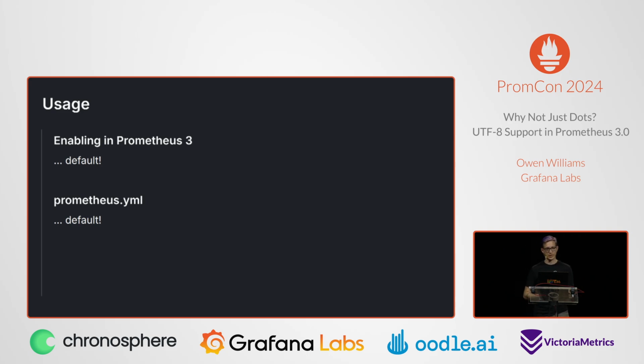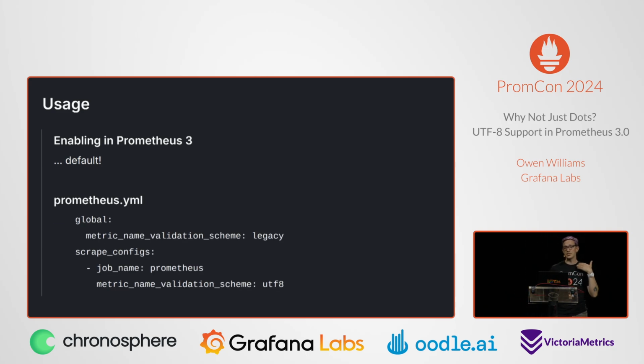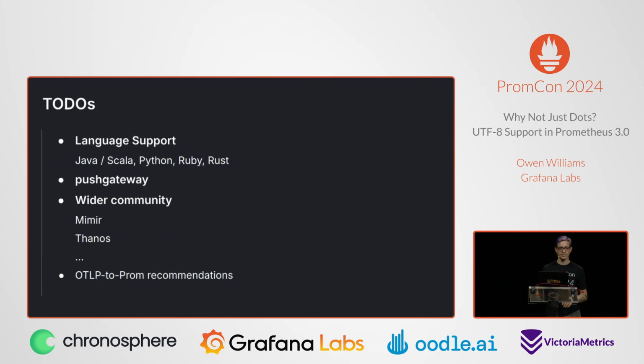Otherwise, it's fairly transparent. It is still possible to override the validation scheme either on a global or scrape config basis, and the scrape config value will override the global value. So if you generally want legacy, but you have a few scrapes that can take UTF-8, you can do that combination.